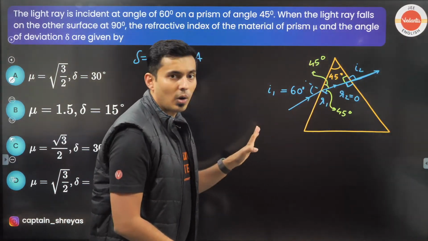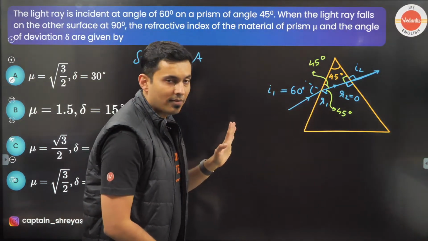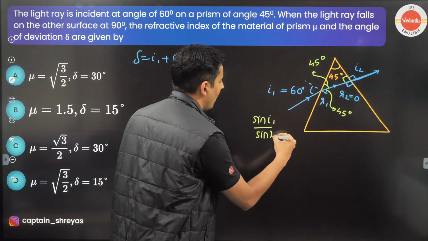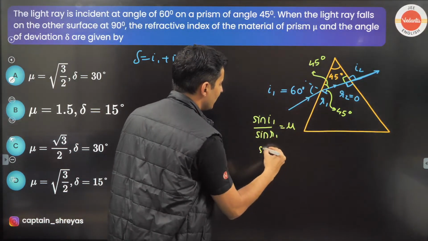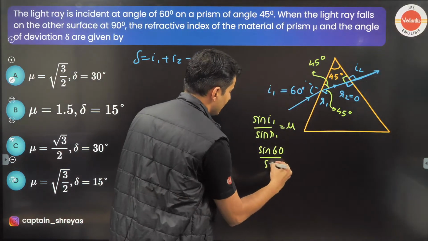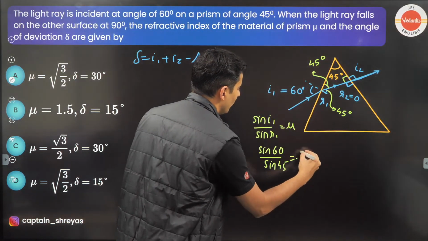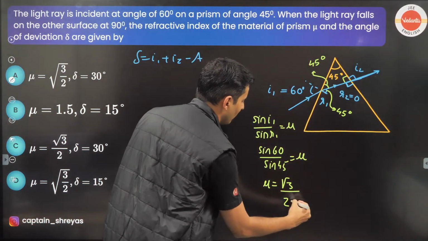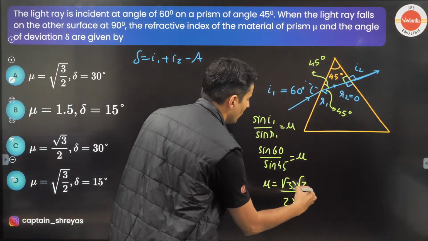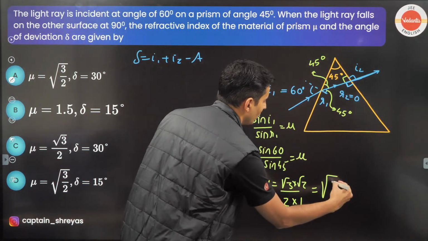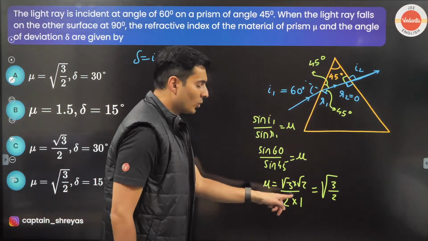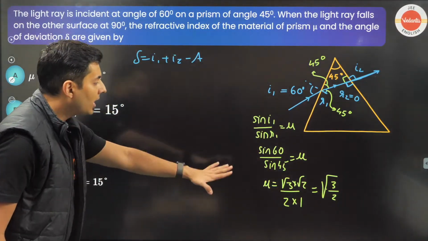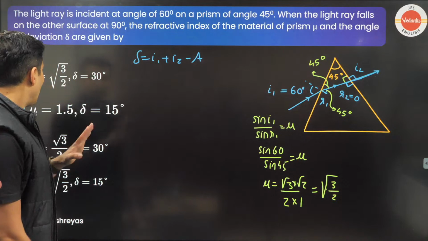Now you can use Snell's law over here. This is incidence, this is refraction angle. So sine of I1 by sine of R1 is equal to mu. So it is sine of 60 by sine of 45 is equal to mu. So mu will be sine 60 is root 3 by 2. Sine 45 is 1 by root 2. Root 2 cancels. Root 3 by root 2 is root of 3 by 2. So now I got the value of mu.